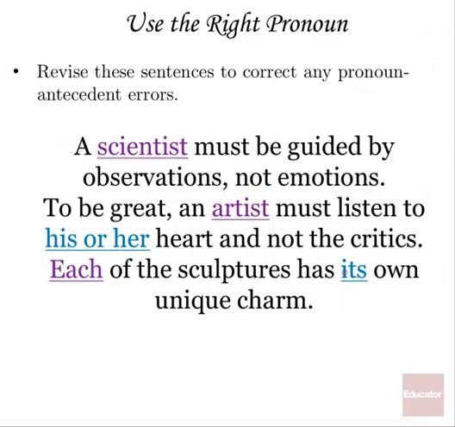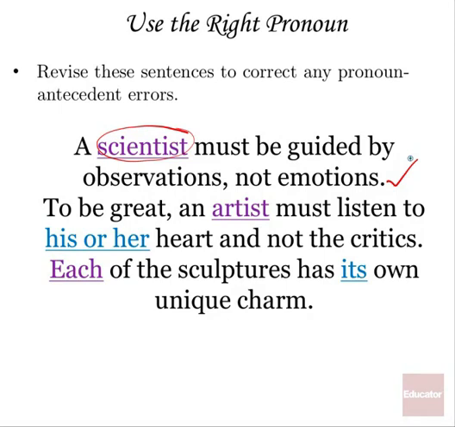All right. The antecedent in the first sentence was scientist. A scientist must be guided by observations, not emotions. In this case, we were able to delete the pronouns without meaningfully changing the intent of the sentence, and this got us out of our pronoun trouble.